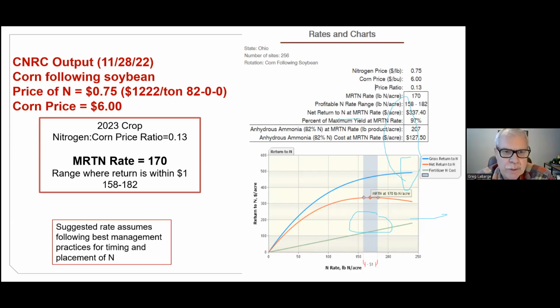I looked at the Iowa numbers here this morning, and I guess for the majority of the state, you would be at somewhere around 139 pounds with an MRTN rate. This may help you understand some of the numbers that we show here in just a few minutes.